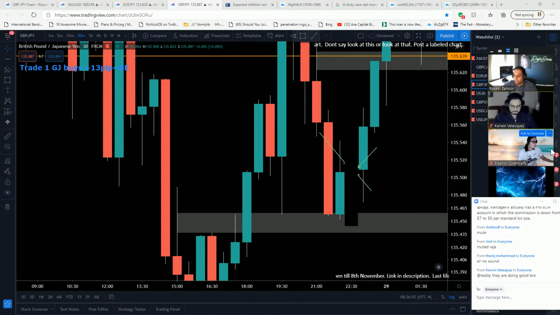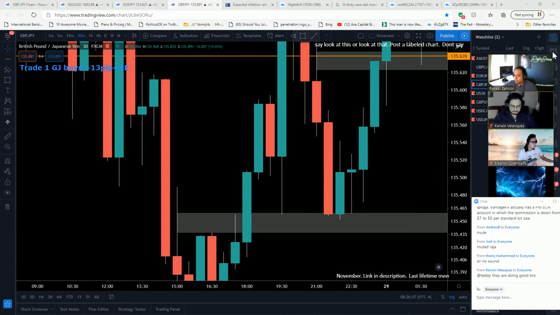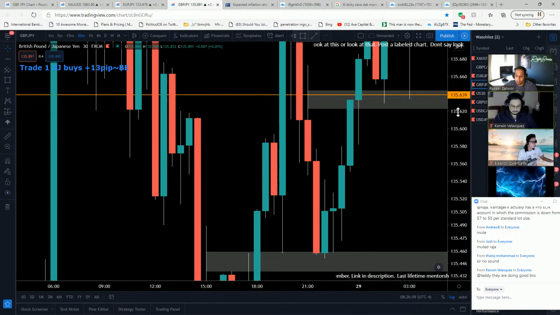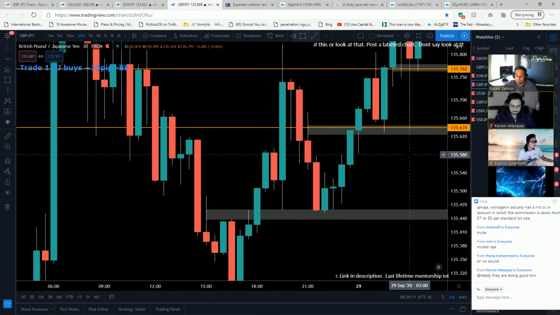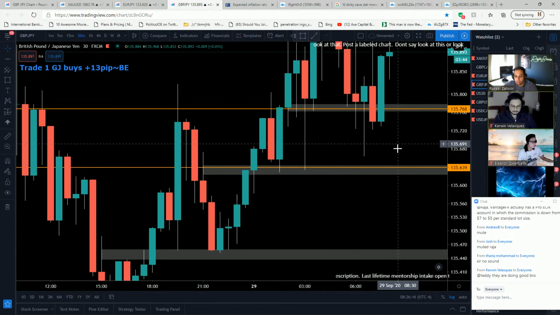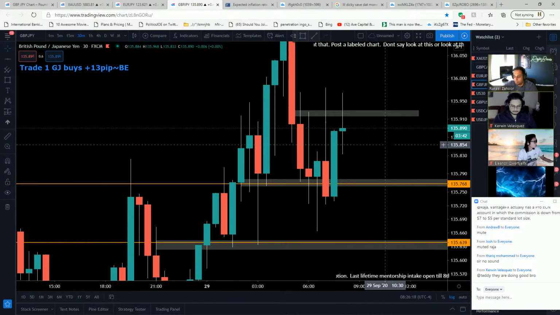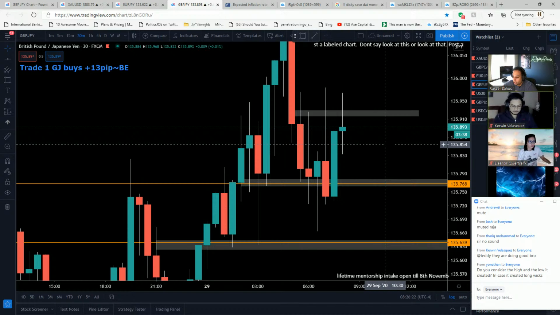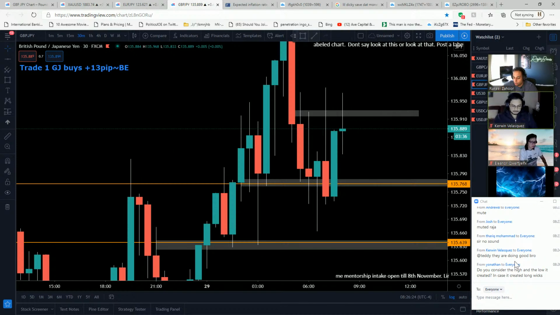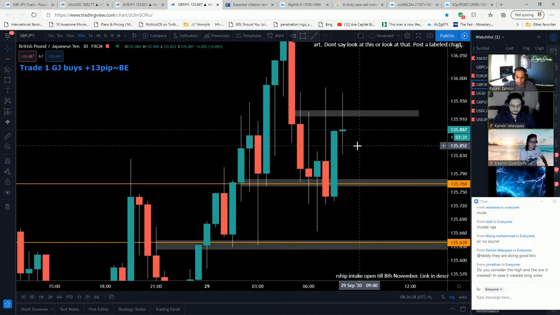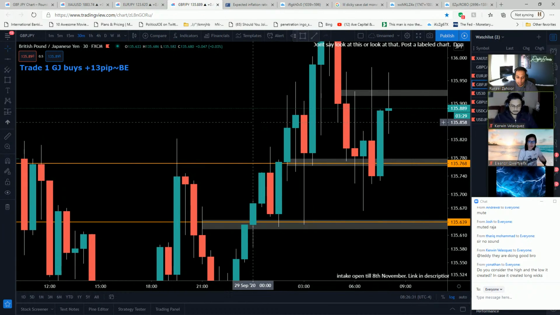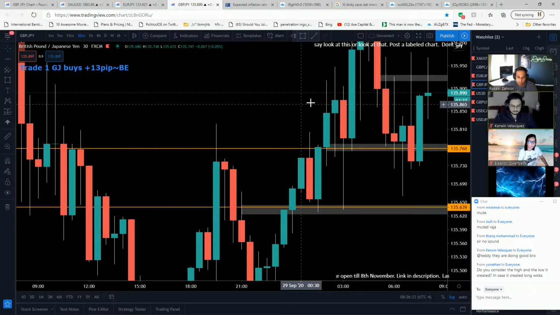This is something I'm looking at as well, in terms of probability. I've been seeing this a lot, where in trends you're going to have a doji, and normally a doji would mean a reversal or indecision, but the next candle just continues the trend. So that's something I'm looking at as well. Let's see what happens. Do you consider the high and the low it created? Yes. If a doji creates a high and a low, I'm going to keep that into account if I'm going to take a trade based off of the next candle.